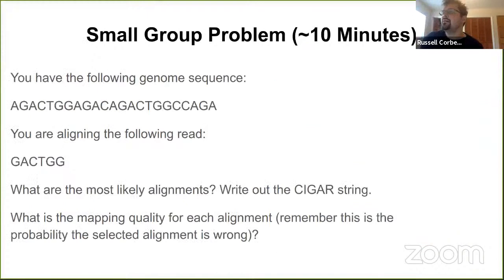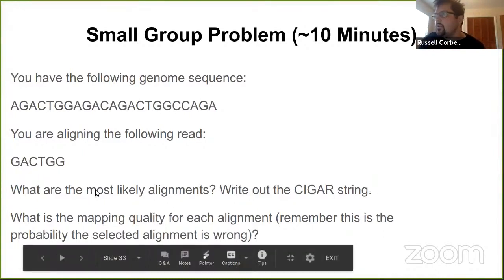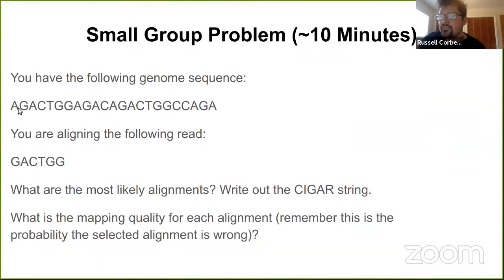Okay. So this is going to be a very short, small group problem. You've got the following genome sequence, AGA, CT, blah, blah, blah, and you are aligning the following short read. Ignore the fact that there are 2 strands, right? So just consider everything in the same strand for now. What are the most likely alignments? I'll show you the first one just for simplicity. You don't need to do a full Burrows-Wheeler transform. You can basically just look at this and see that GACTGG, well, that occurs here. So that must be one possible alignment because there's an exact match.